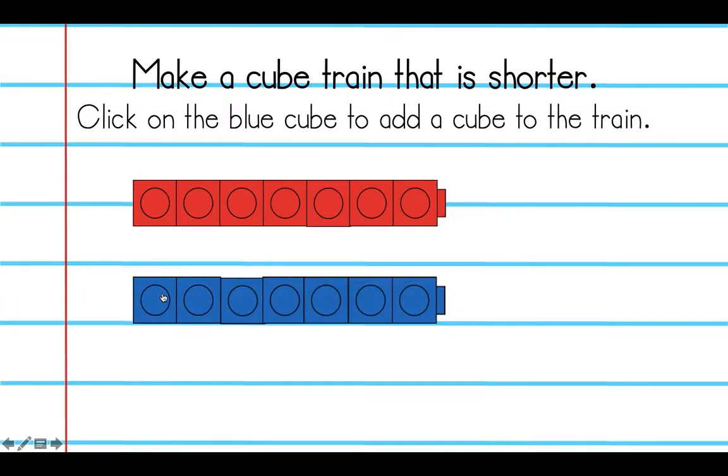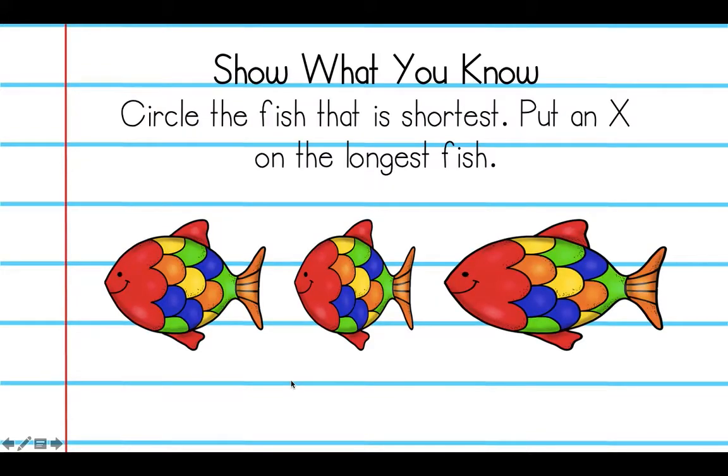Okay, now it's the same length. So we need to add at least one more to make it longer than the red. Circle the fish that is shortest. Put an X on the longest fish. So the one that's the shortest will look the smallest.